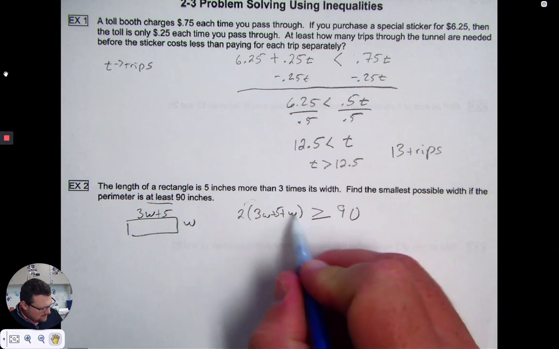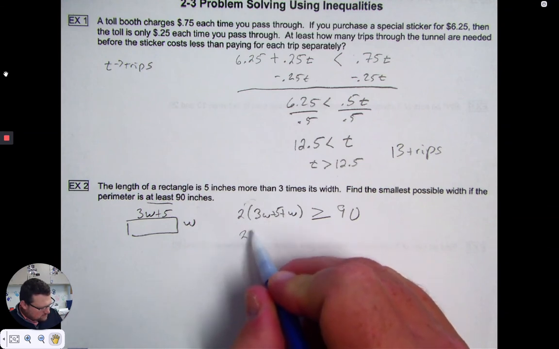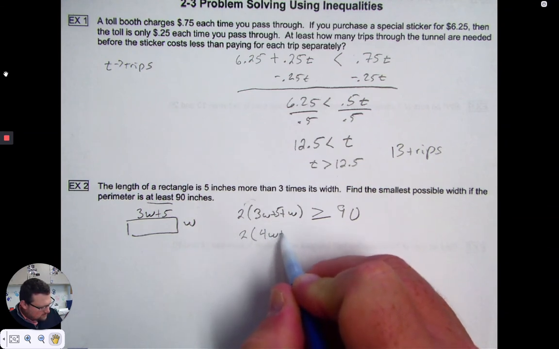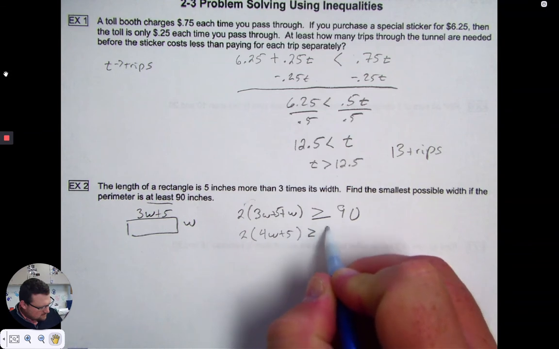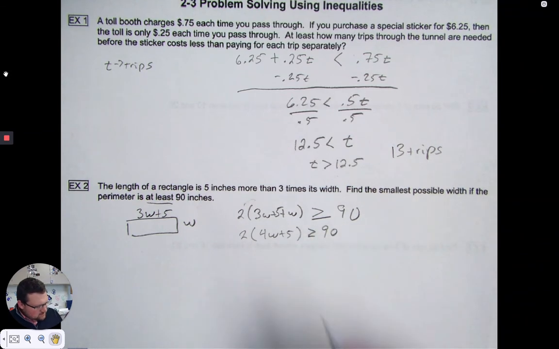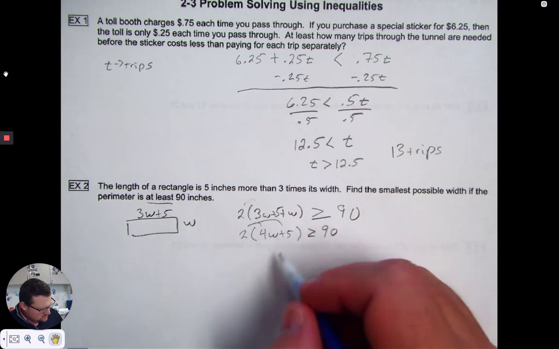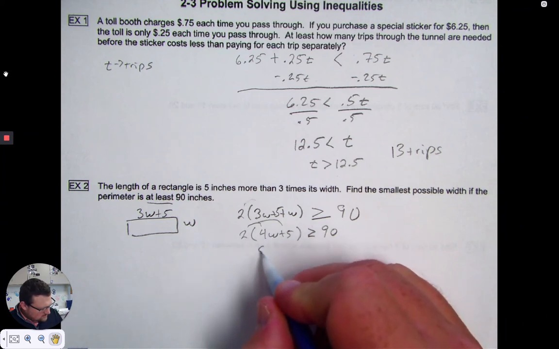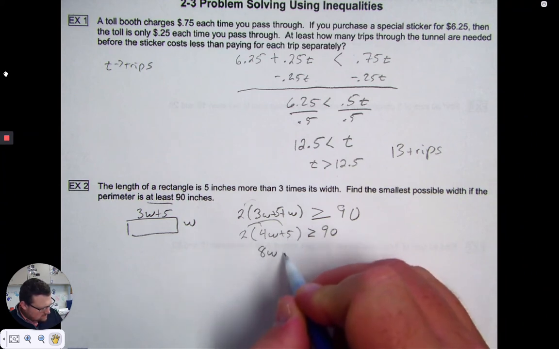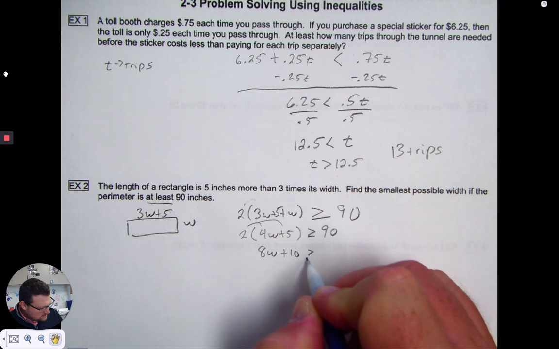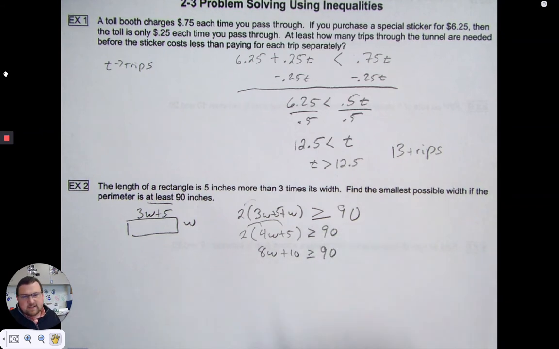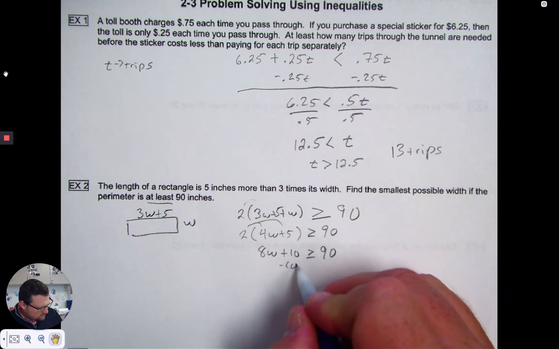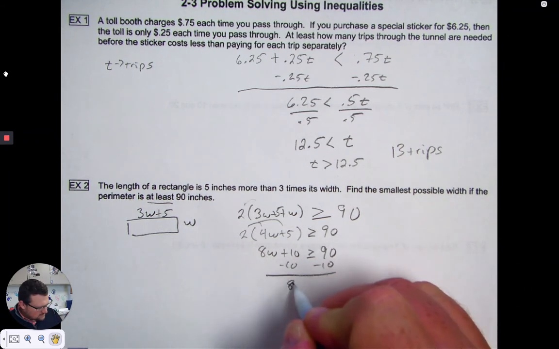So now I'm going to combine like terms in my parentheses first. So this is going to be 2 times 4w plus 5 is greater than or equal to 90. So now I can distribute this 2. So 2 times 4 is 8w, 2 times 5 would be plus 10, is greater than or equal to 90. So just like before, we're going to solve it. So we're going to subtract 10 from both sides. We're trying to get our w by itself.